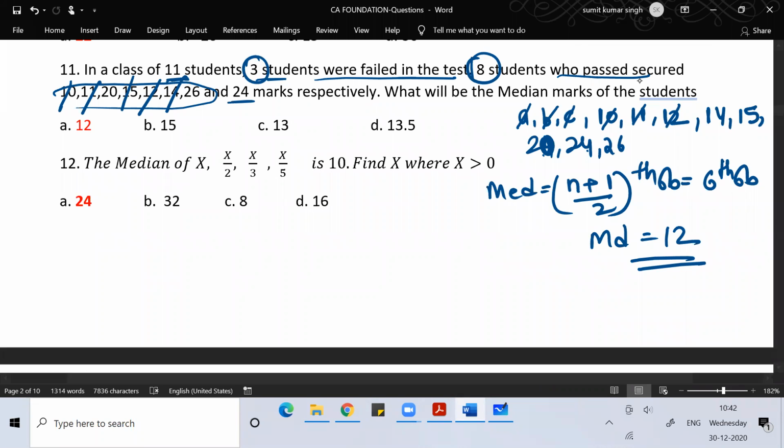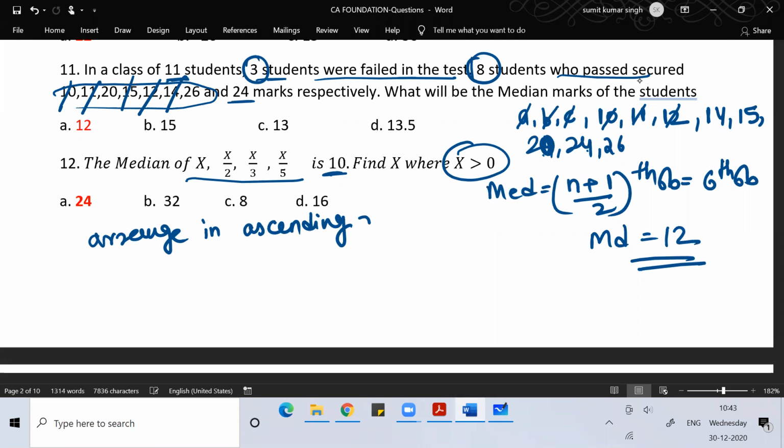Now see the question number 12. Question number 12 also I told you to do: median of x, x by 2, x by 3, x by 5 is 10 and x is greater than 0. If raw data is given, the first thing you do is arrange them in ascending order. The smallest value will be x by 5, then x by 3, then x by 2, and then x.